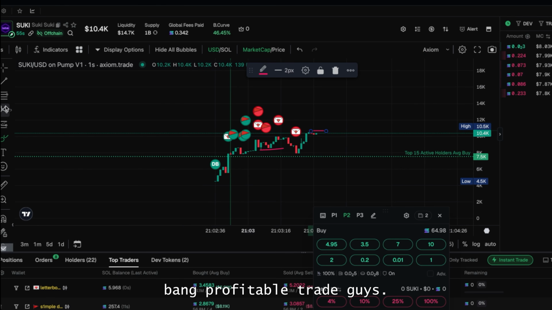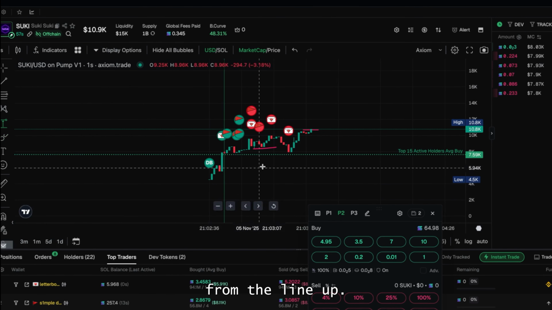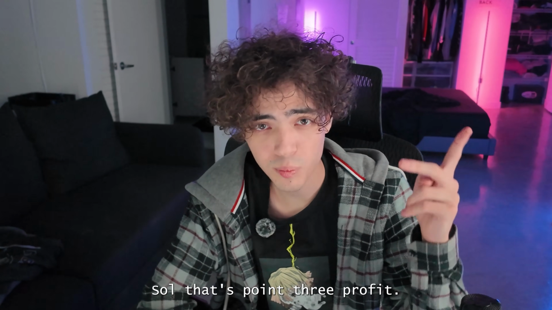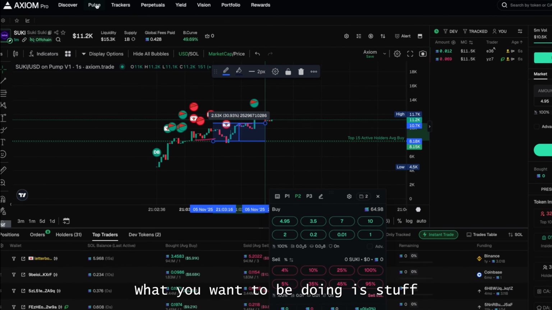Bang. Profitable trade, guys. How much did I make? Let's see. Let's take the percentage. From the line up, I would have made 30%. That's a lot of money. From one sold, that's 0.3 profit. What you want to be doing is stuff like that.